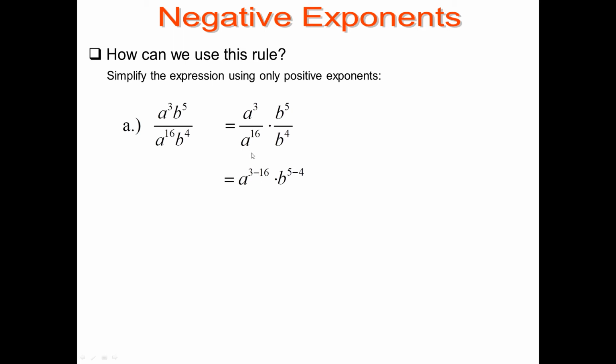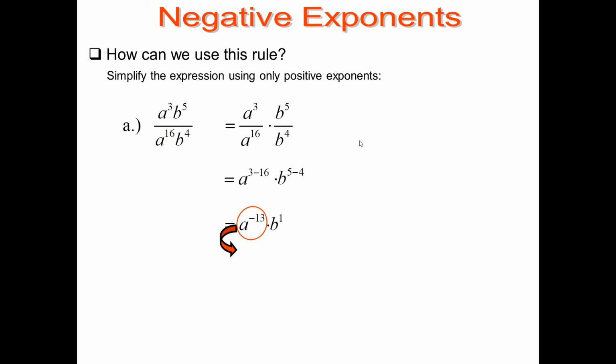So right now, when I bring them together with this rule, those bases are on the top. What we do is let the exponent tell us whether it stays on top or goes to the bottom. If the exponent becomes negative, then we bring it to the bottom. But if it stays positive, then we keep it where it's at. That's important right there. So 3 minus 16 is negative 13. 5 minus 4 is 1.